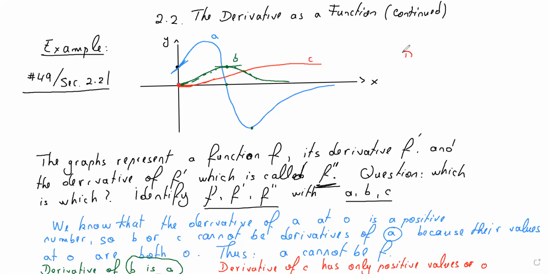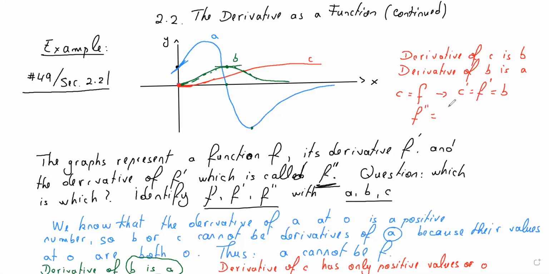Okay, so let's write in red here the derivative. I'm going to write here at the top the derivative of c is b, and the derivative we just figured out earlier, the derivative of b is a. And that tells me that c would be the function f, and then c prime, which is f prime, will be b, we said earlier, and then f prime prime, which is the derivative of b prime, the derivative of that is equal to a. So f prime prime is a.